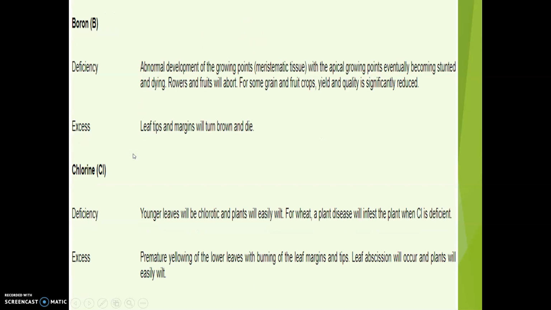Moving to the next element, that is boron. Boron is involved in carbohydrate metabolism and synthesis of cell wall components. The primary function of boron is cell wall formation and reproductive tissue formation. Moving to the deficiency, plants suffering from boron deficiency exhibit chlorotic young leaves and death of the main growing point, that is terminal bud death. It is a specific symptom of boron deficiency.